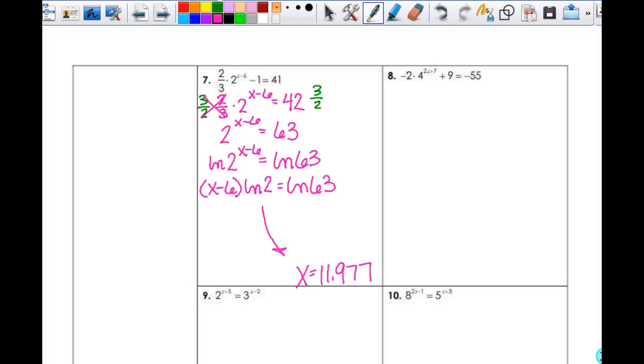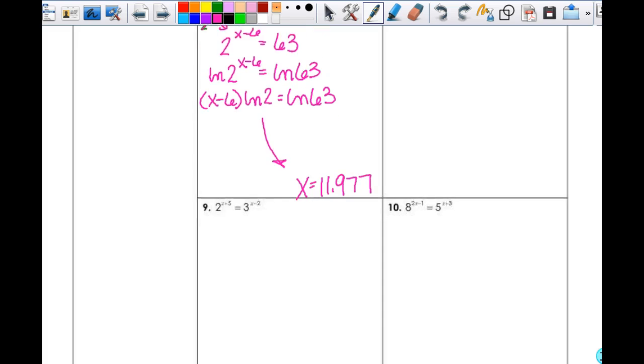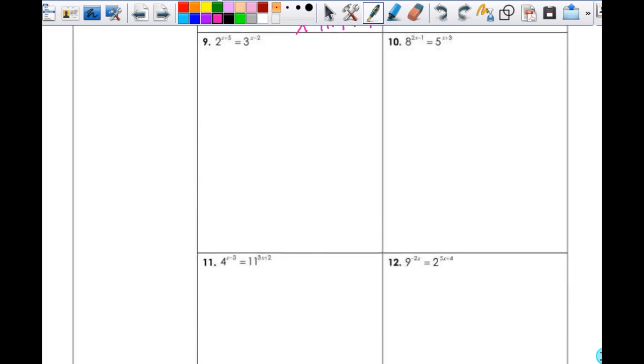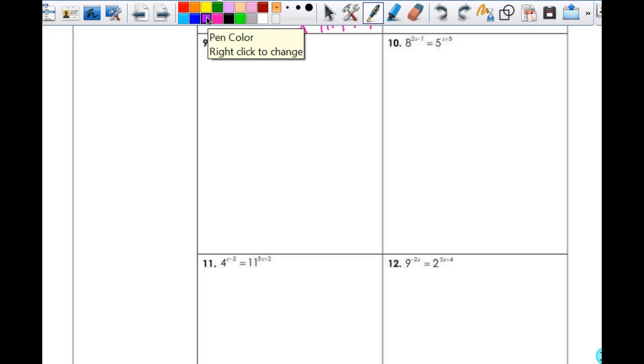So let's look at number 9. Number 9, I have an exponential on each side, and they don't have the same base. If they had the same base, that would be different, but they don't. So I'm still going to start this the same way. Since they're both exponentials, I can take the log of both sides. So the natural log of 2 to the x plus 5 power equals the natural log of 3 to the x minus 2 power.